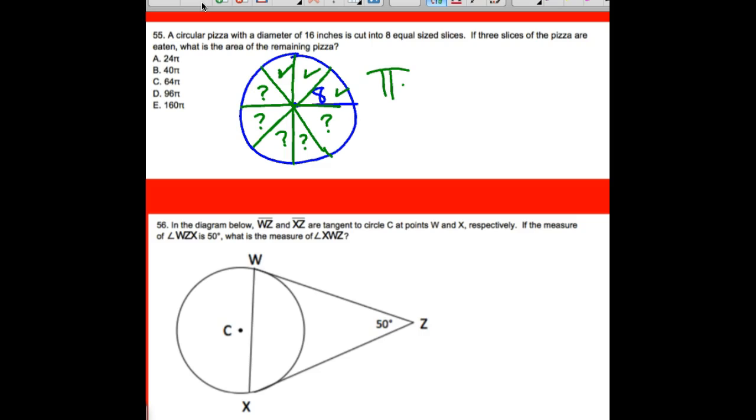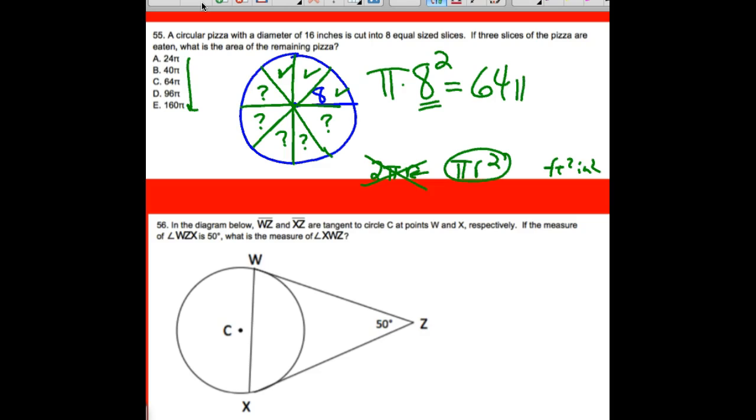Pi times radius squared. Again, if you're debating between 2 pi r and pi r squared, area is always labeled like feet squared, inches squared, so area has the squaring in it. This is circumference, distance around. That would be the distance around the crust. It's not what I want. Again, notice that that pi is still in my answer, so I'm only going to do the 8 squared. I'm going to leave the pi on there.